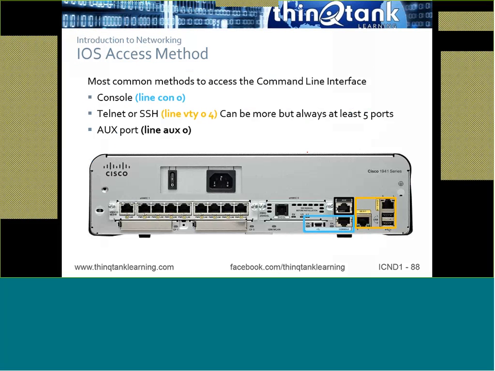Now, when you get a device like a router or a switch, this happens to be a 1941 series router. There are three unique ways that you can configure that device. You can configure that device through the console port, and you can see the light blue box around the console port, micro USB or RJ45 connector.